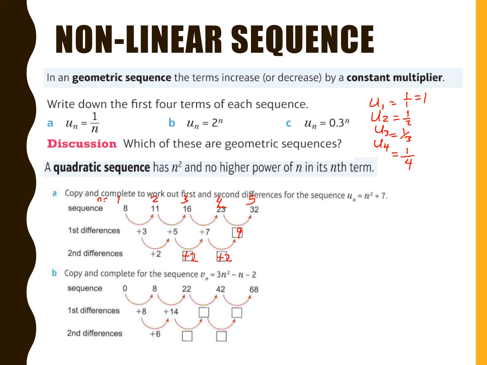If n equals 1, it will be 1 squared plus 7, which is 8. If n equals 2, 2 squared, which is 4, plus 7 is 11, yes. 3 squared, 9 plus 7 is 16, yes. 4 squared, 16 plus 7 is 23, yes. And then 5 squared, 25 plus 7 is 32. So that's how they got these numbers. And they found the difference, and then they found the second difference.